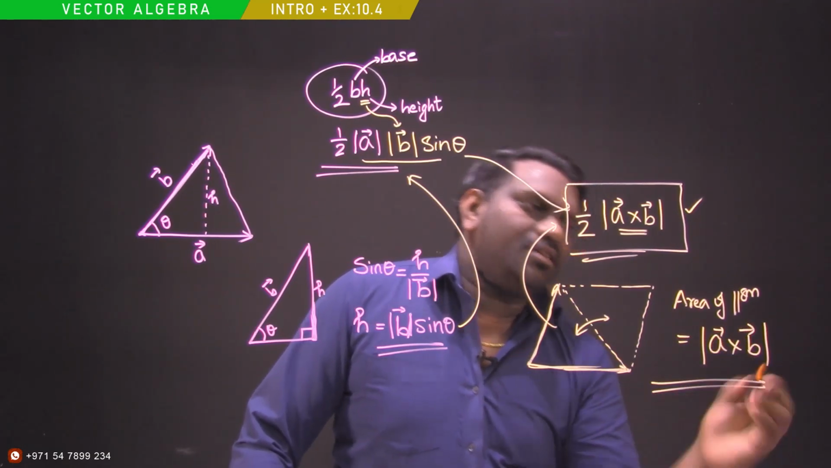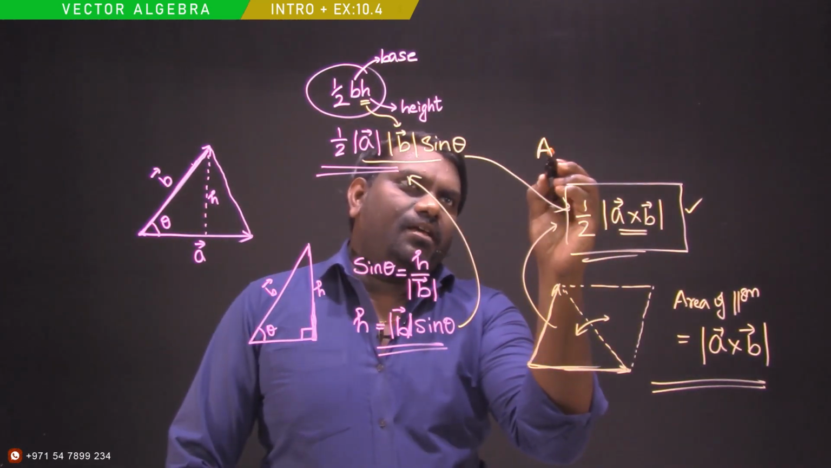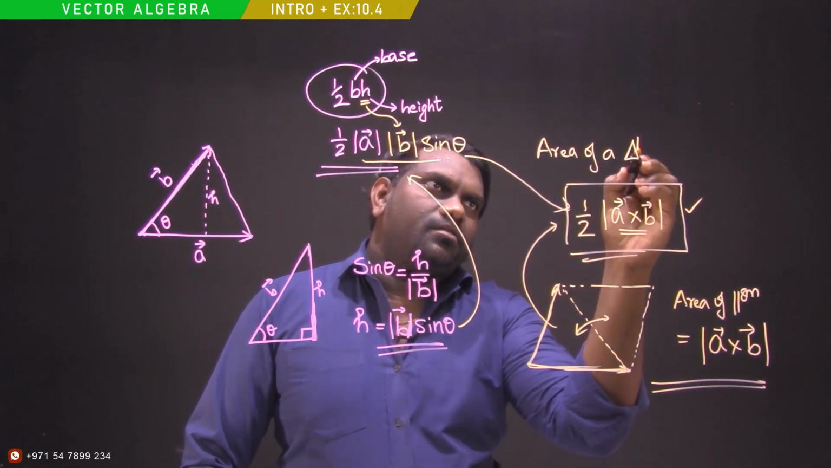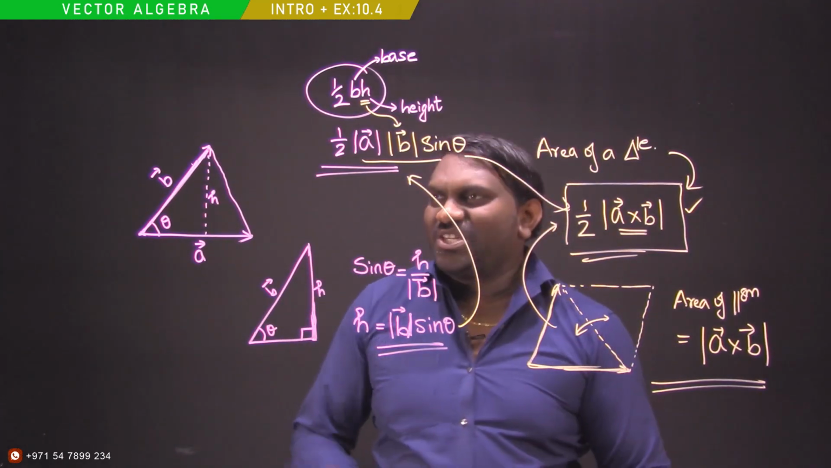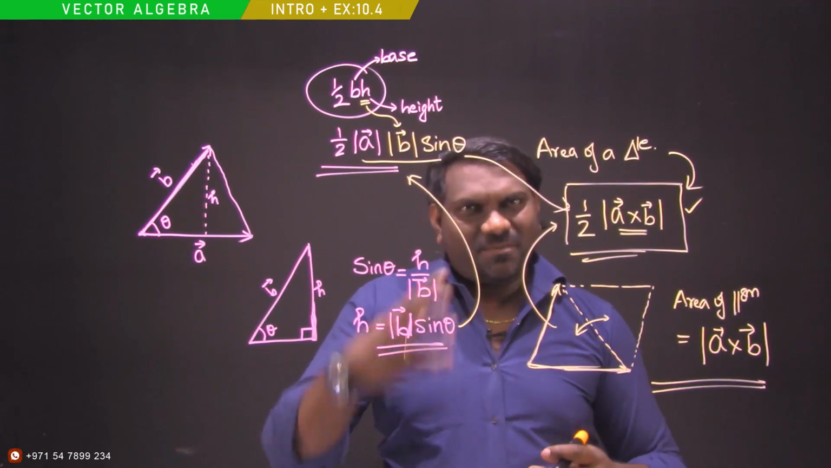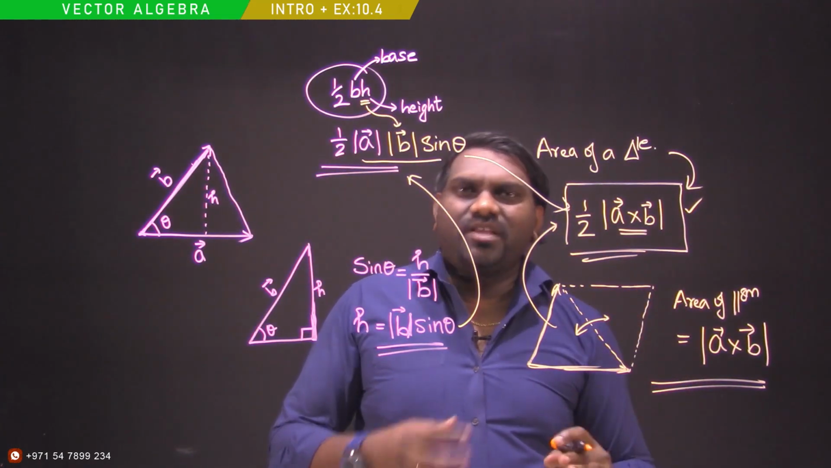It's pretty easy. Area of a parallelogram is this. Area of a triangle, what is it? This. That's it. So that is what you need to know, dear. Just a theory part, need to understand it this way. That's pretty easy.